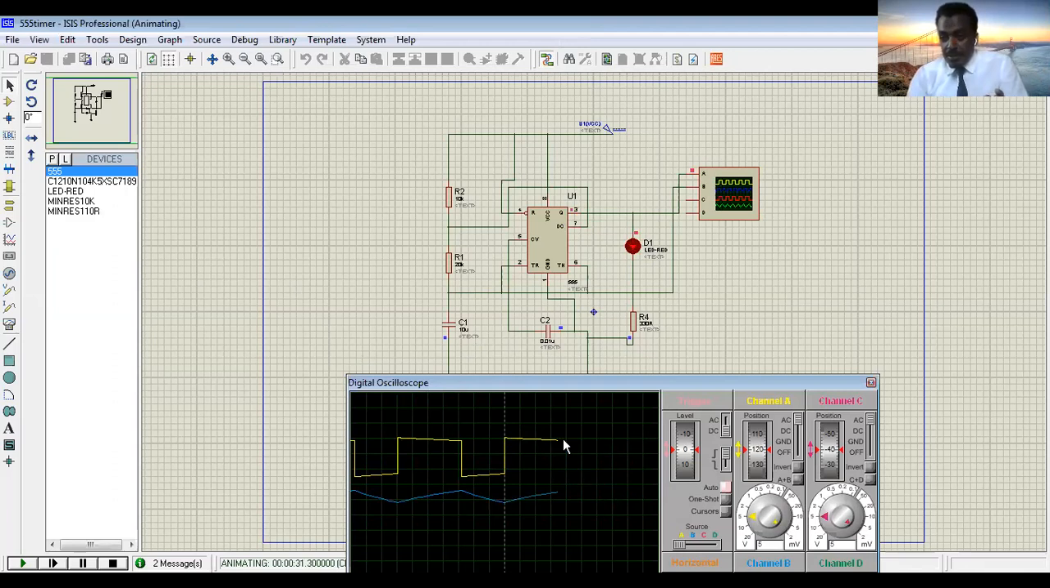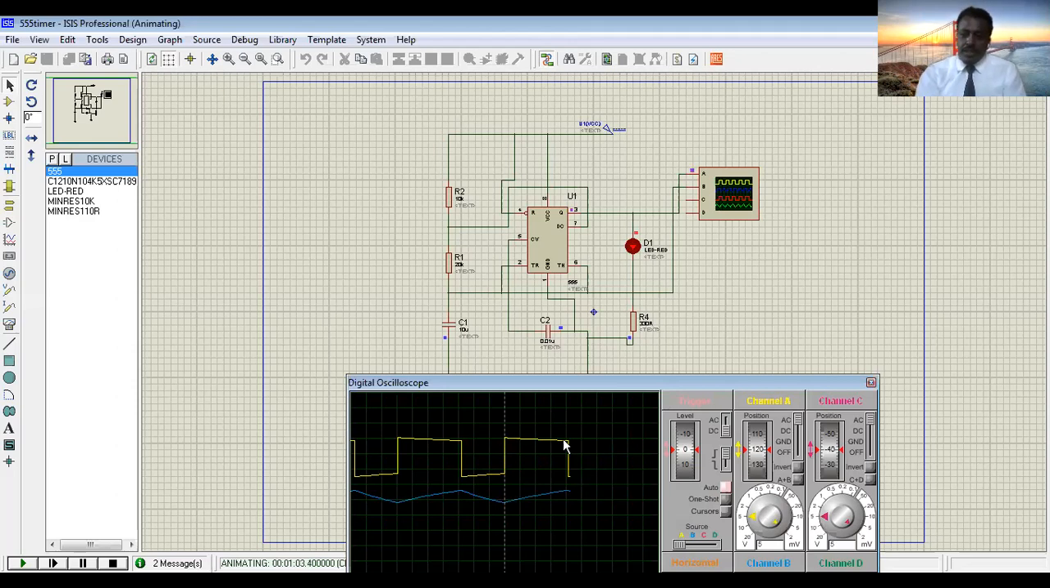In bistable mode, to change from high to low, we need input. To change from low to high, we need another input. So we need how many? 2 inputs. In monostable, we only need 1 input to change it from high to low. But from low to high, it changes by itself because mono means one state is stable, the other state is unstable. For astable, as you can see here, we don't need any inputs. It changes from high to low by itself. That's why we call it astable mode of operation.